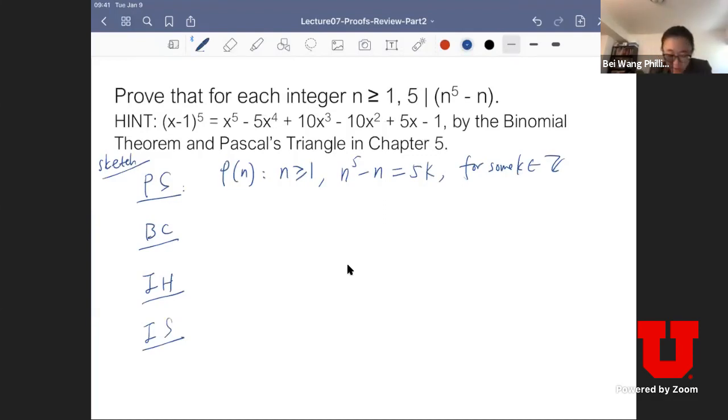Now, for the base case, we want to show the statement P of 1 is true. What does that mean? That means I need to say that if I compute 1 to the power 5 minus 1, which is 0, this is equal to 5 times 0. Again, this means that 5 can divide 1 to the power 5 minus 1.